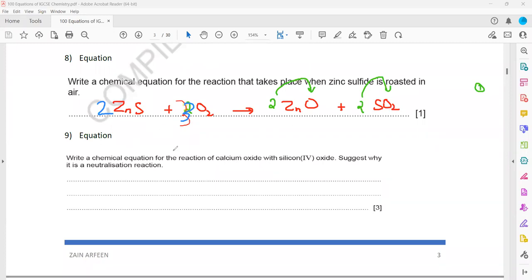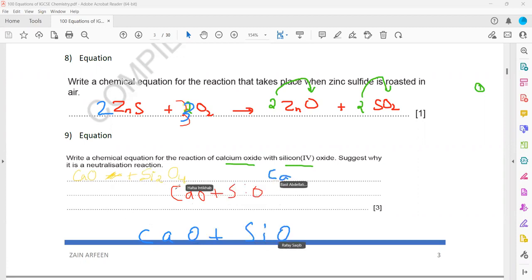Write a chemical equation for the reaction of calcium oxide and silicon oxide and suggest why it is a neutralization. What will the equation be? Calcium oxide is a basic oxide, and silicon 4 oxide is an acidic oxide. That's why it is called a neutralization. Silicon oxide is not Si2O4. Silicon oxide is SiO2, because silicon is +4 and oxygen is -2.